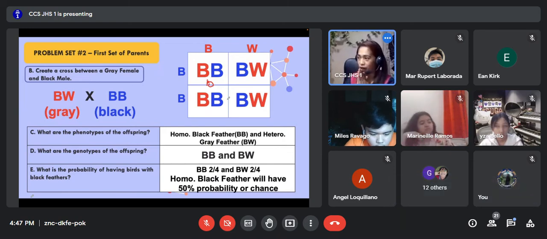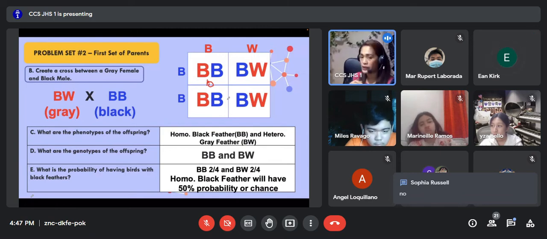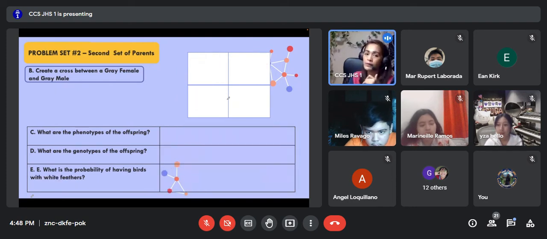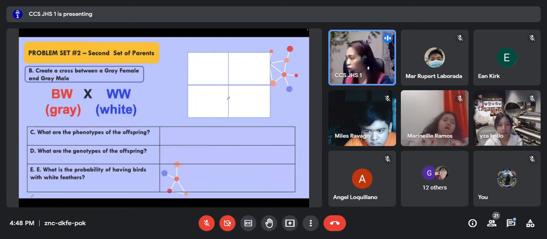So if I ask, is there a chance that the offspring will have white feathers? What would be your answer? No. It's an impossible event, or it's not possible to happen given this set of parents. Okay, any questions for the first set of parents? No more? Okay. So let's now go to the next set of parents.